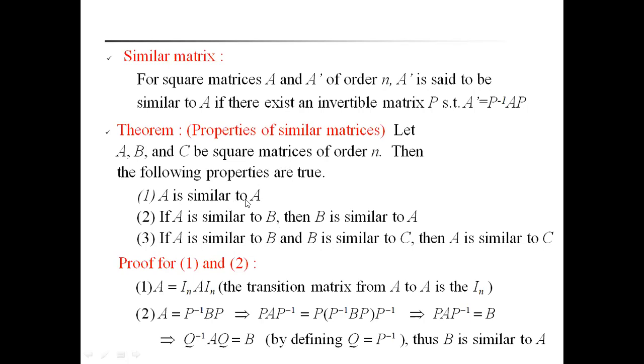A is similar to A. Here similarity is an equivalence relation. A is similar to A. If A is similar to B, then B is also similar to A. If A is similar to B and B is similar to C, then A is also similar to C.